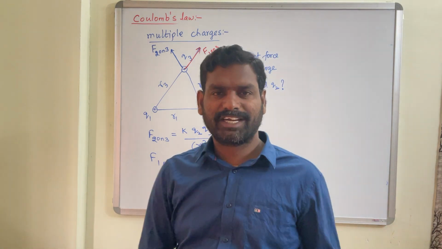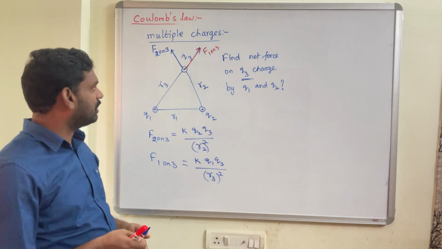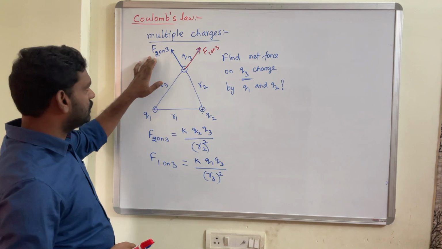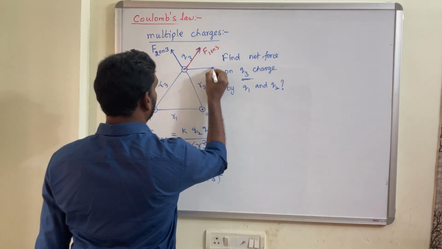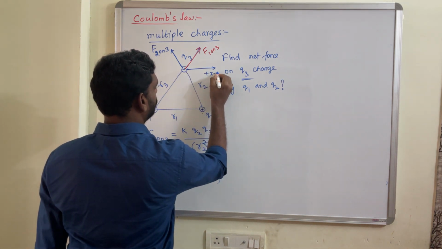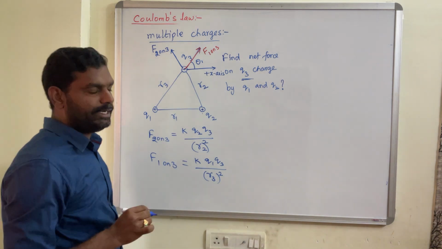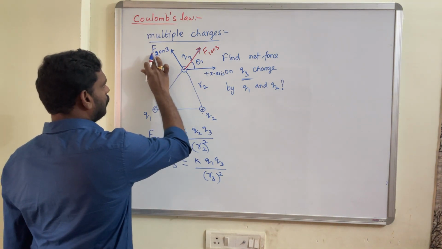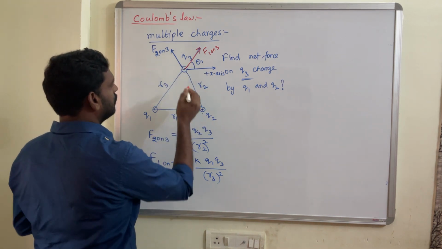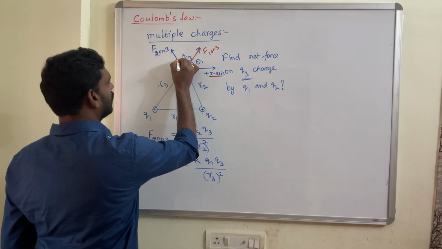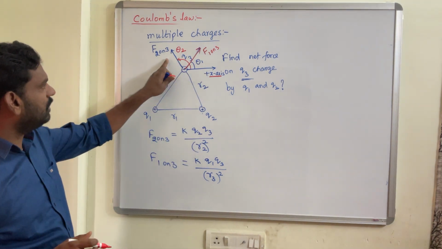See here, forces are vectors and they are not pointing in one direction. So we should take the vector addition of the force exerted by 1 on 3 and the force exerted by 2 on 3. How do we do vector addition? Always we should take the angle from the positive x-axis. Let this angle be theta 1. The angle of the force exerted by 2 on 3, from the positive x-axis in the counterclockwise direction, is theta 2.